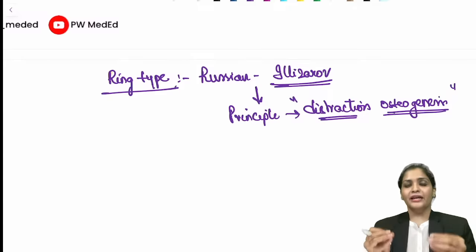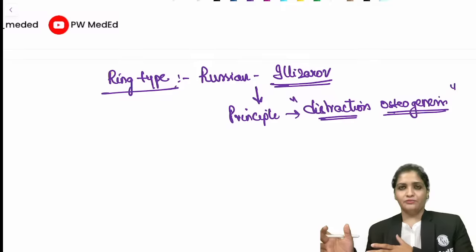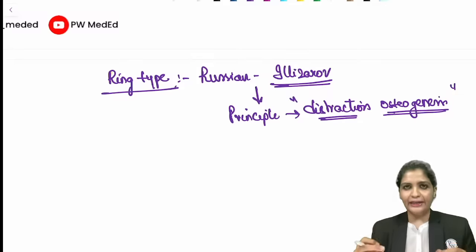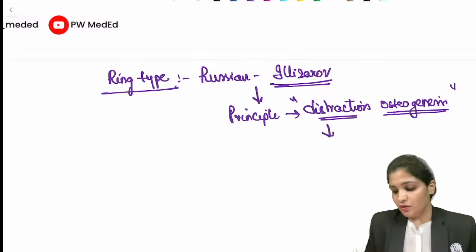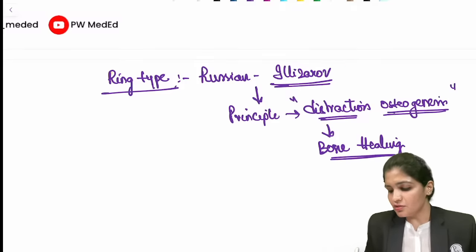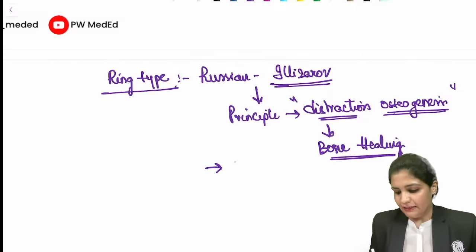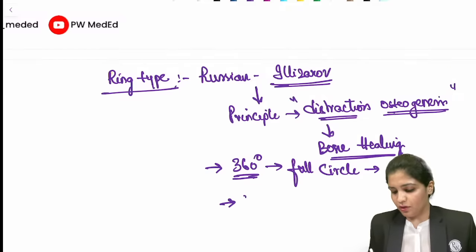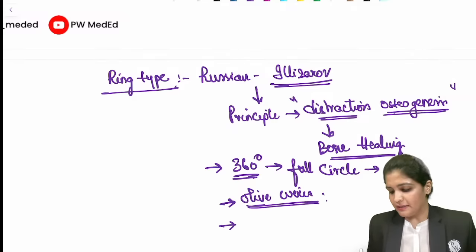That means the amount which is being distracted or compressed is controlled. Whatever amount you want, you can't give it there. You have to distract it accordingly under biological control. Hence, this will cause bone healing, right? So that is the basis for Ilizarov. This is done 360 degrees, that is, full circle fixation, hence it is called a ring fixation. It is done by small olive wires which are passed circumferentially and connected by the rings.